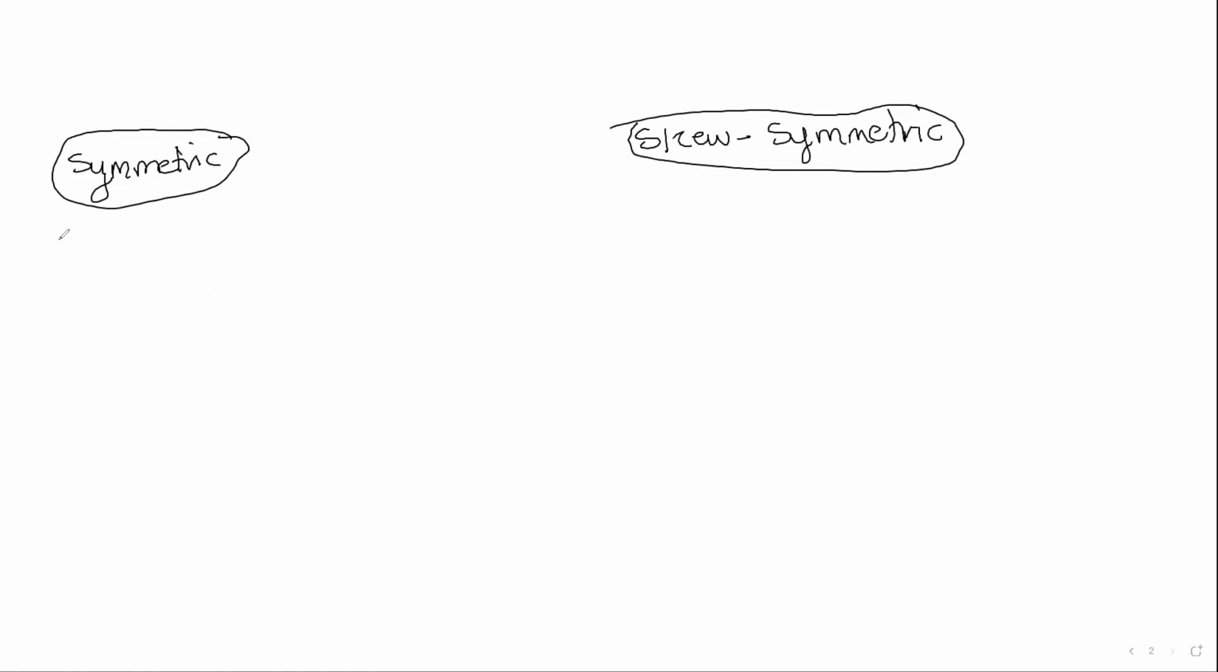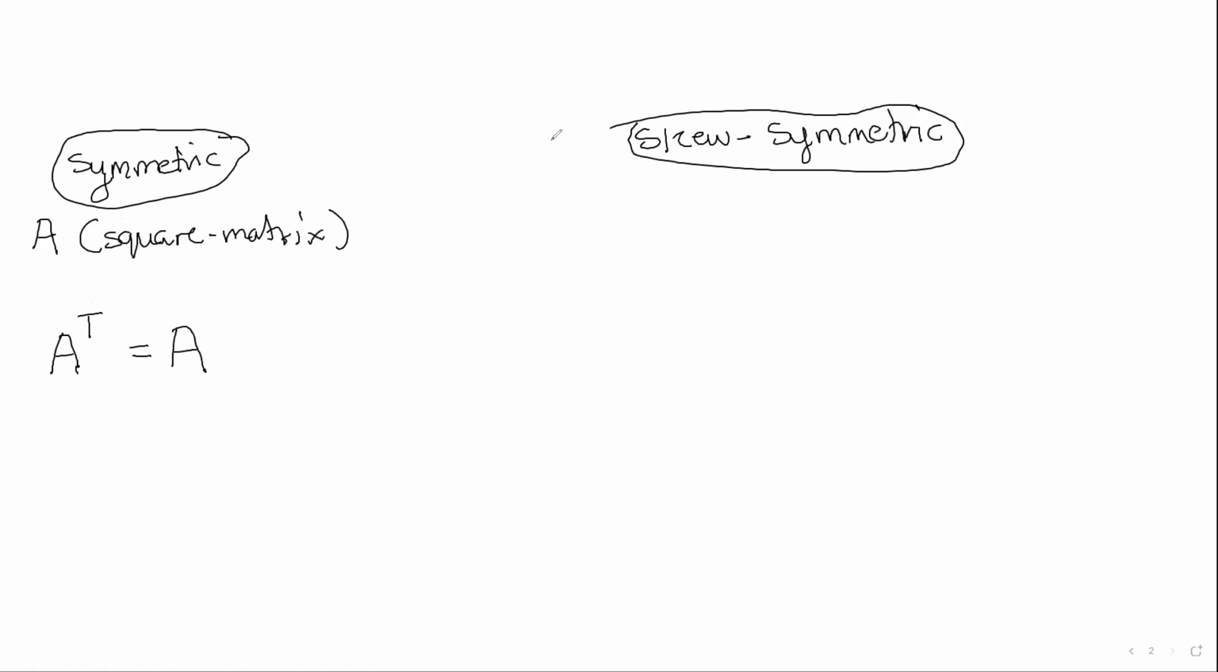Basically, a symmetric matrix, let's say you have a matrix A. It has to be a square matrix, of course, right? This matrix is symmetric if and only if A transpose, if you take a transpose of this matrix, you're going to get A, right?